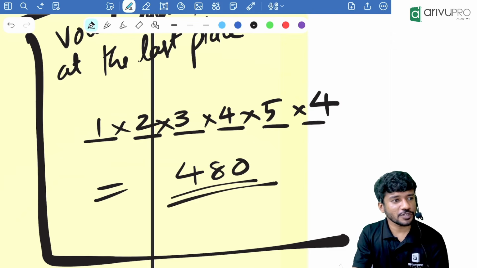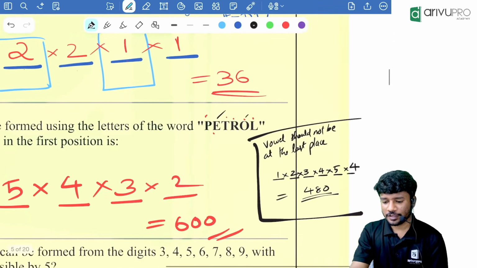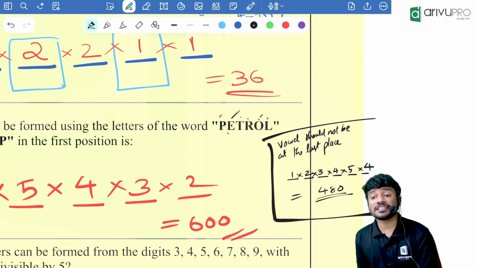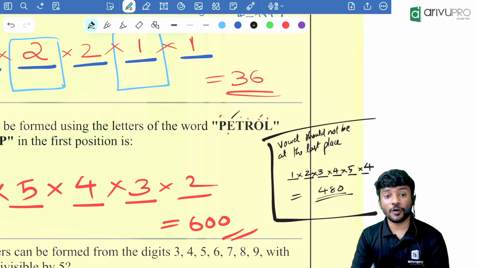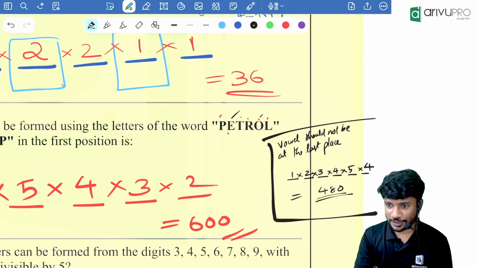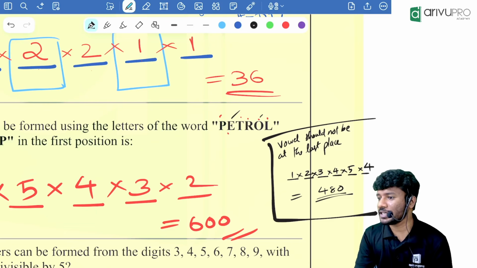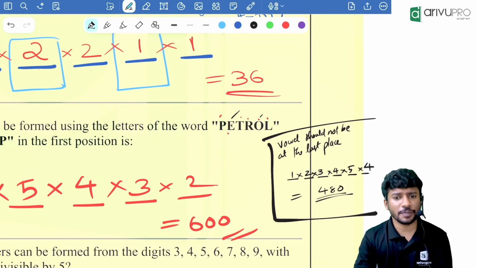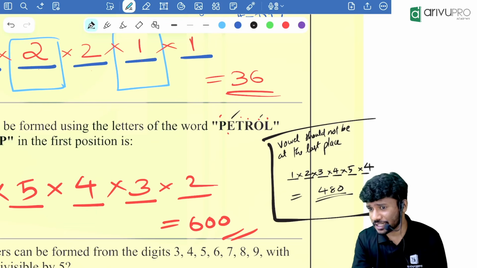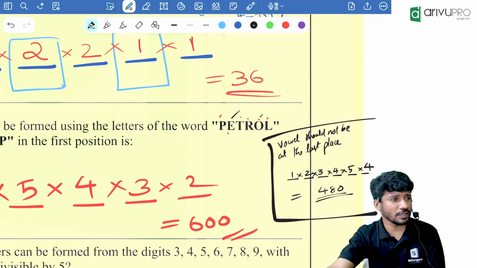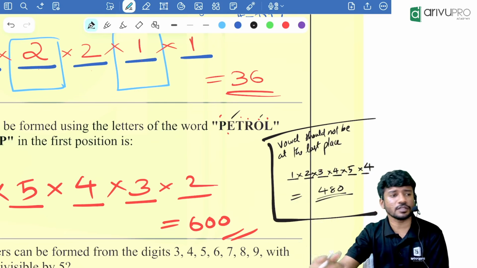Everyone understood the question? Now people, what if a repetition was there? For example, E is repeated 2 times. After doing all this, we will divide it with what? 2 factorial. What if L is repeated 3 times? You will divide it with 3 factorial. Accordingly, you should do it. At the end, you will divide with 3 factorial or 4 factorial based on the number of repetitions. Keep it in your mind. It might help you in the future. Not sure, because they will not ask such complicated questions in the future.